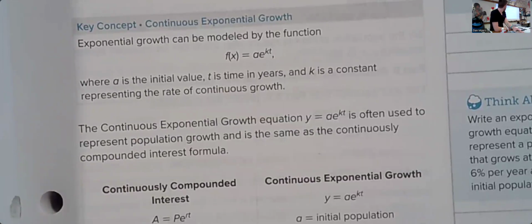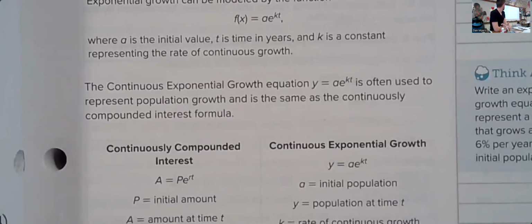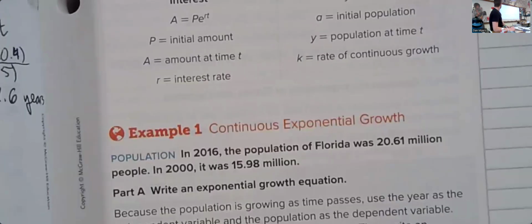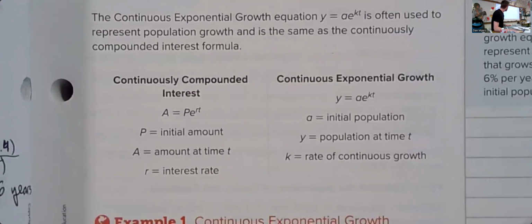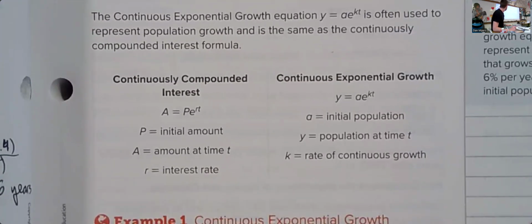So A is the initial value, T is the time in years, K is a constant representing the rate of continuous growth, which is always given as a percentage, but we write that value as a decimal of that percentage. The continuous exponential growth equation is often used to represent population growth and is the same as the continuously compounded interest formula, of which we use both with both questions that we had from the assignment.